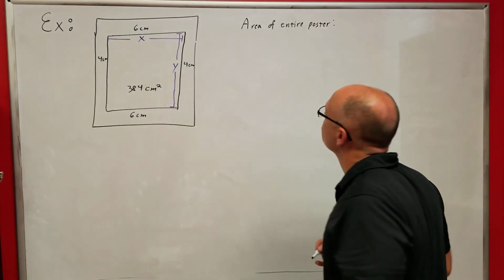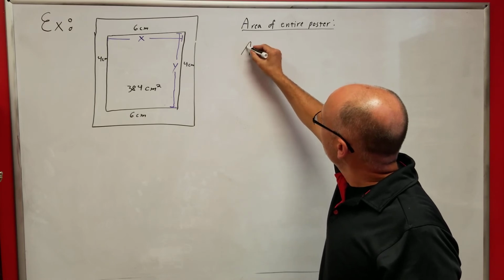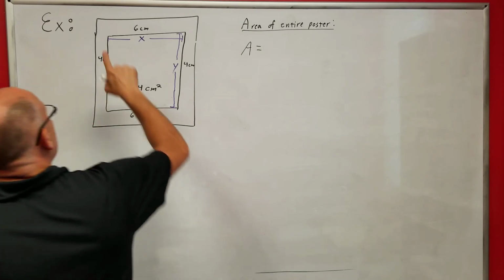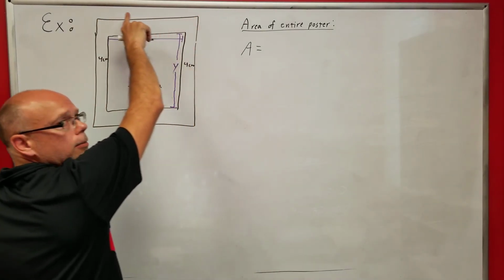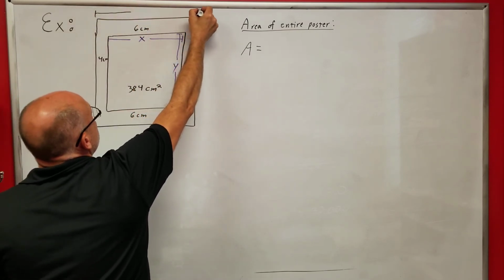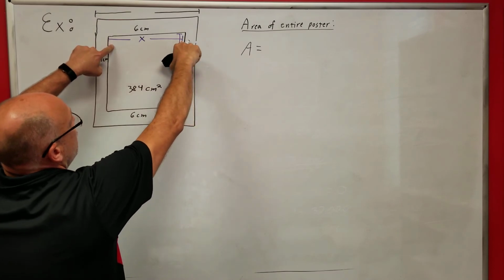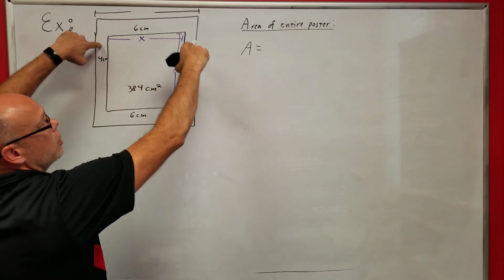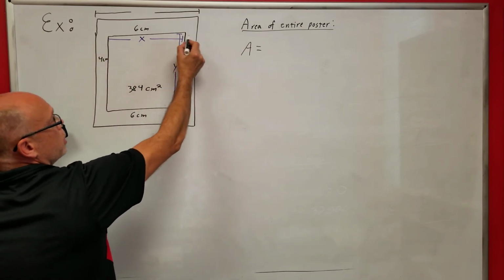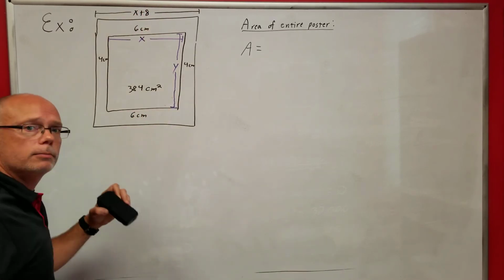Okay? Area of the entire poster. That's going to be area is equal to, what is this length right here then? What is this length from here to right here? Wouldn't it be X, the length of X, plus this much more, plus that much more? Or it'd be X plus 4, or X plus 8, right?